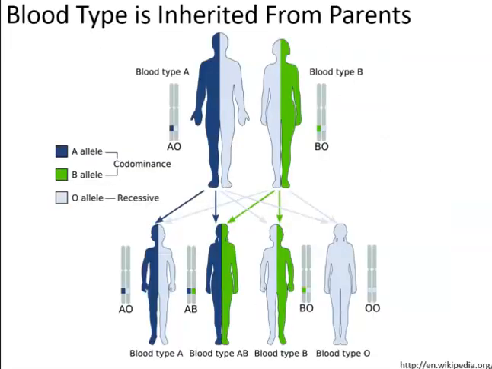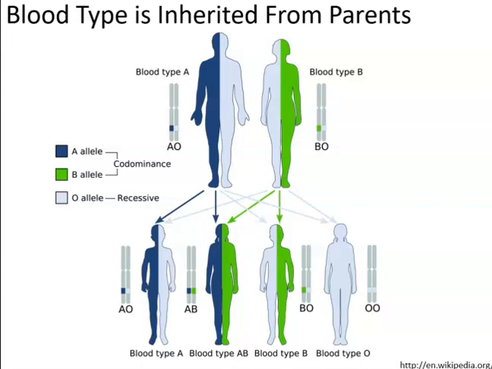And we know that blood type is actually inherited from our parents. We get 1 gene from each parent. So for example, say we have a father whose blood type is A, and we know that his genotype is AO. And then dad has kids with mom whose blood type is B, and her genotype is BO. Not body odor, but her genotype being BO.